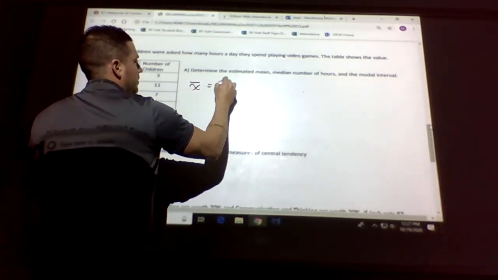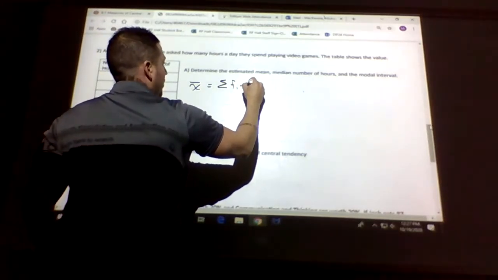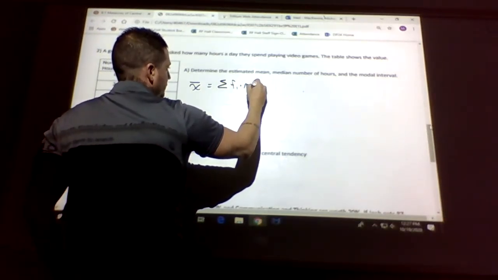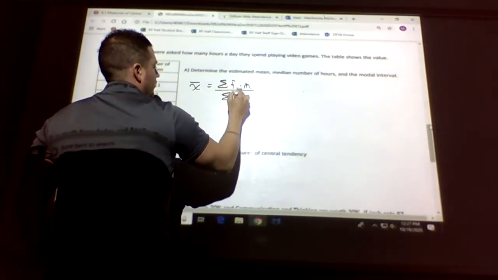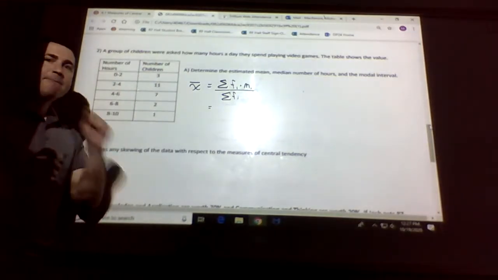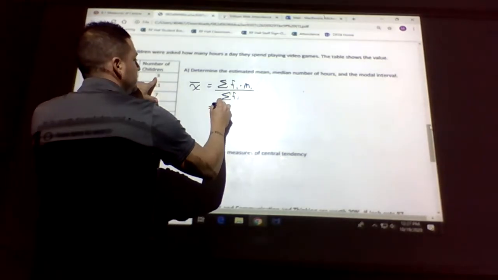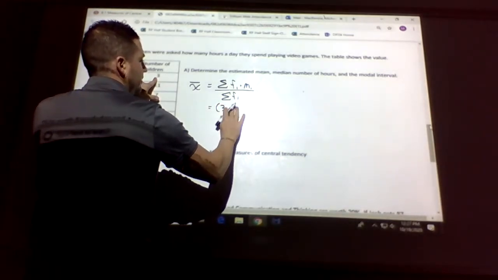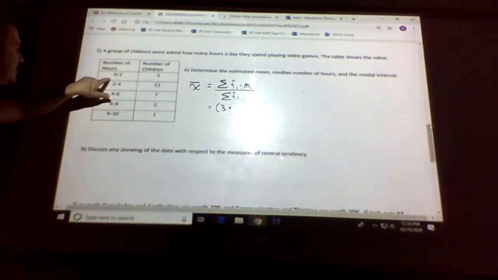So x bar is the frequency times the midpoint, all over the total frequency. Okay, so what we're doing here is taking each frequency and multiplying it by the midpoint. In this case, we have 3 children, and we're going to multiply it by the midpoint.